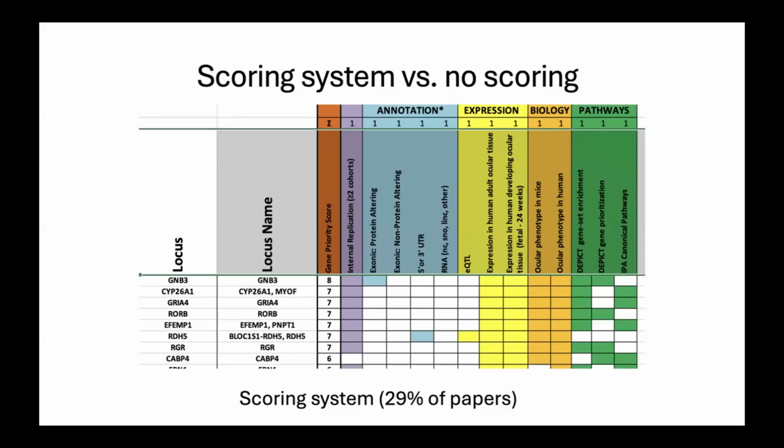there's no bad here. Okay, another big difference was whether there was a scoring system. This is the one I just showed, but I showed it again because it does have a scoring system. Somewhat surprisingly, only 29% of papers used a scoring system of some kind. It was most often just adding up the lines of evidence, but sometimes there were more complicated systems for combining the evidence.